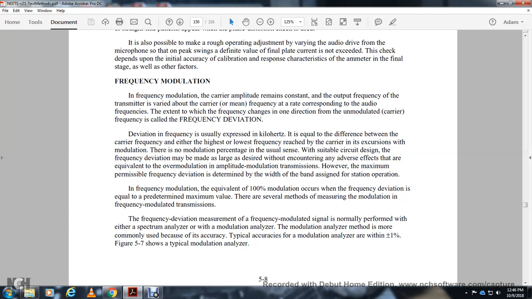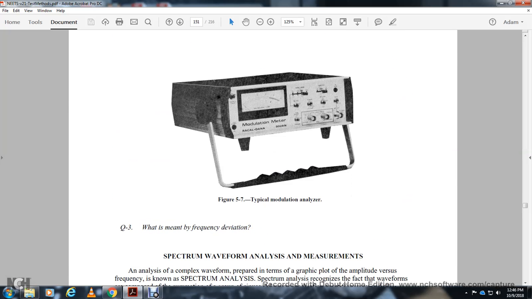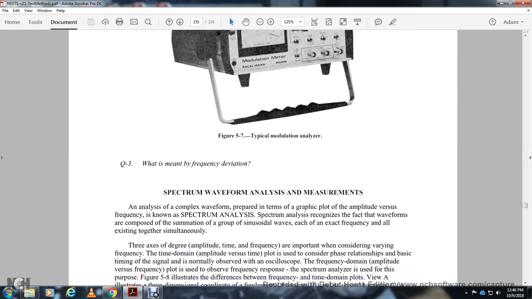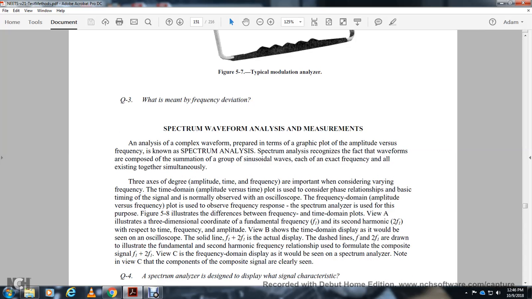The frequency deviation measurement of the frequency modulation signal is normally performed with either a spectrum analyzer or a modulation analyzer. The modulation analyzer method is more commonly used because of its accuracy. The typical accuracy of modulation analyzers is plus or minus 1%. Figure 5-7 shows a typical modulation analyzer.